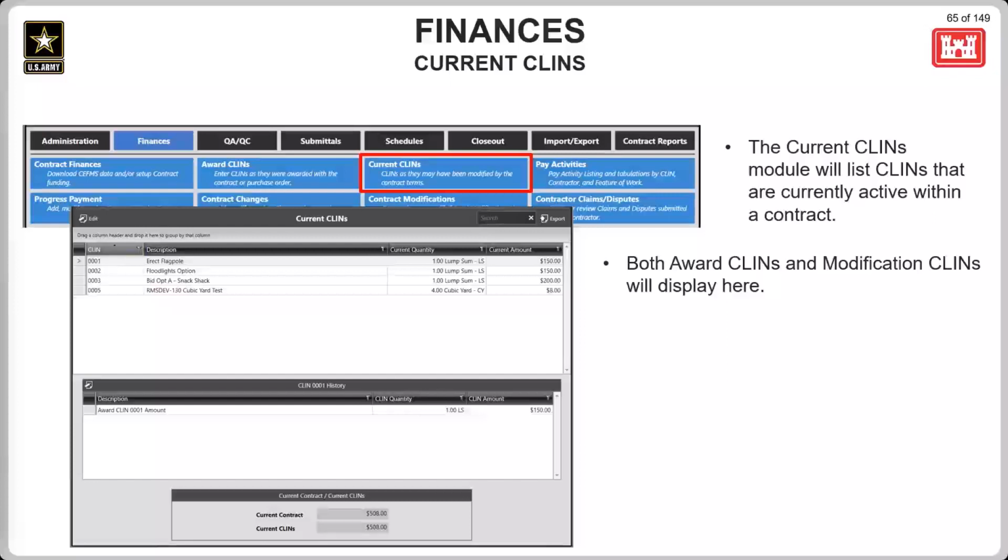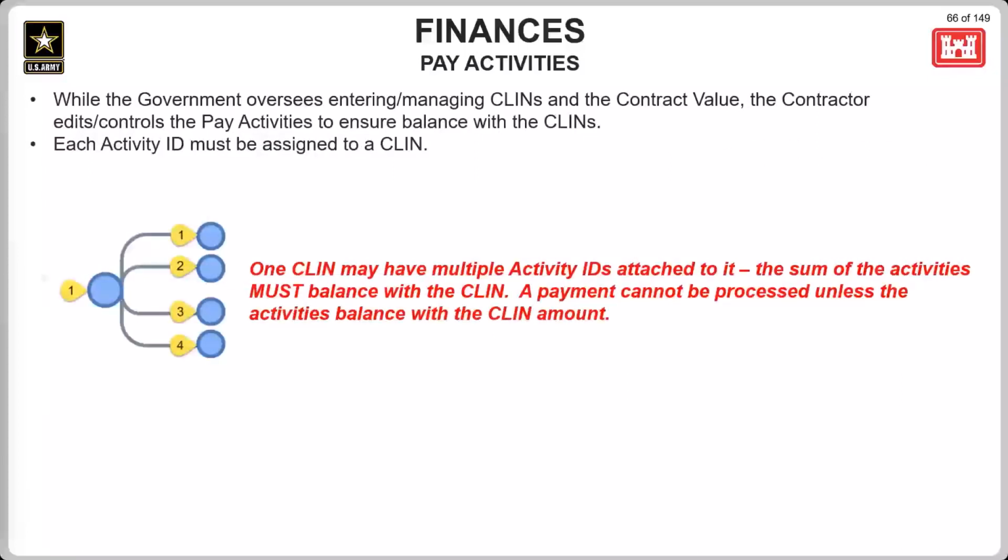The funding view will also look very similar to the funding button found in the award CLINs edit view. All right, getting into pay activities. Pay activities can be added in two ways.